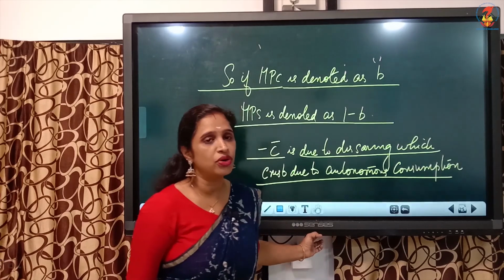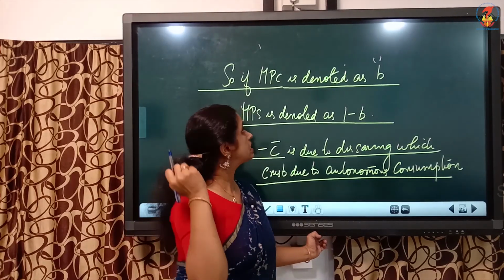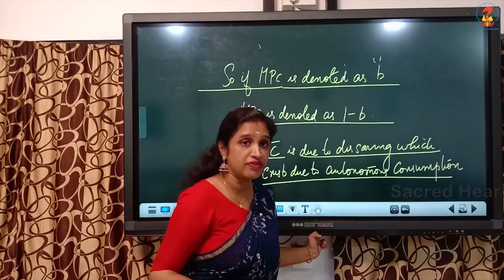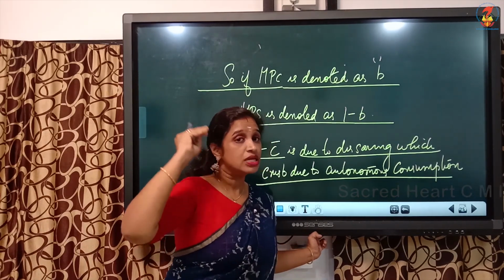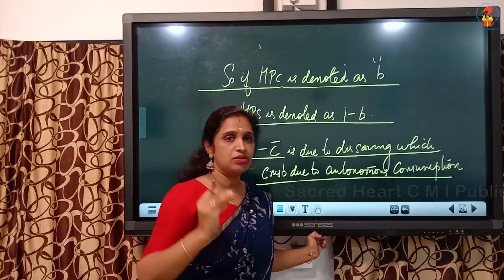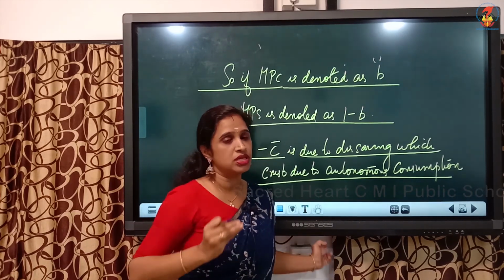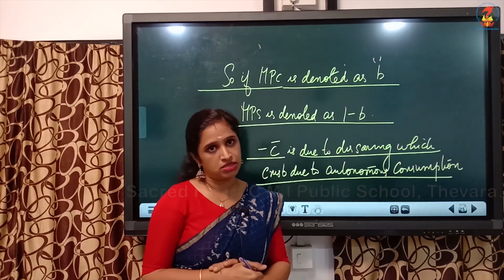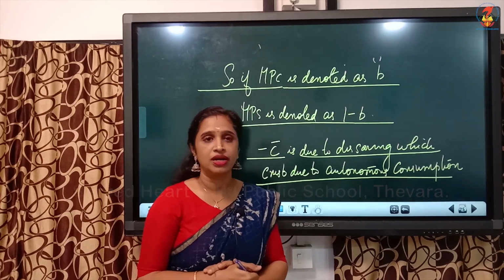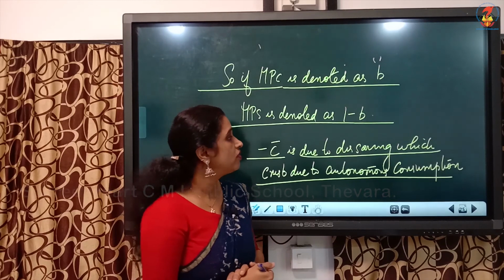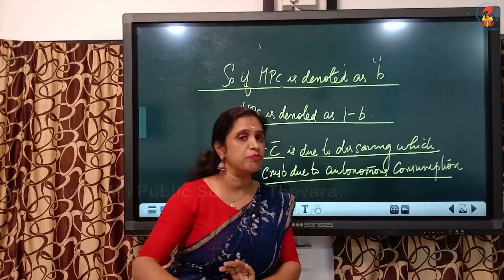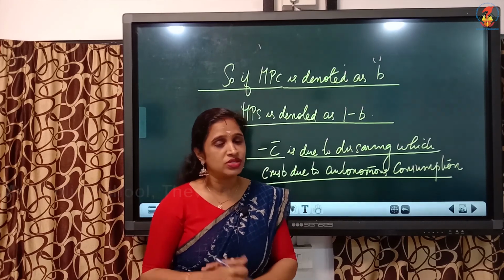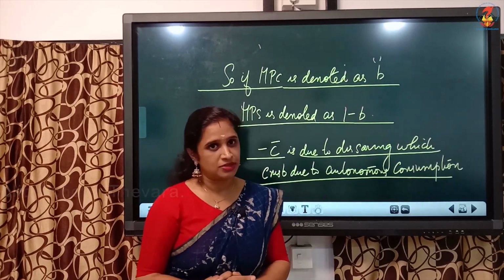Is it clear to all of you? So here, minus C bar in the saving equation is due to this saving. B in the consumption equation is MPC, therefore 1 minus B should be MPS. I hope it is clear to you. Right? Now we will explain this with more examples when we find out MPC and MPS values in the coming topics.